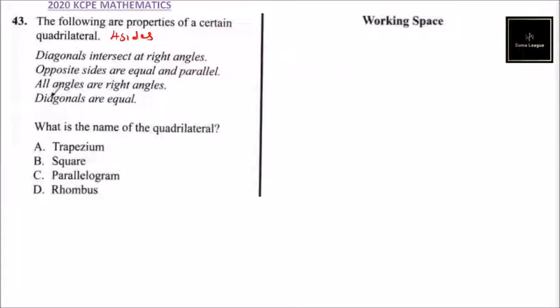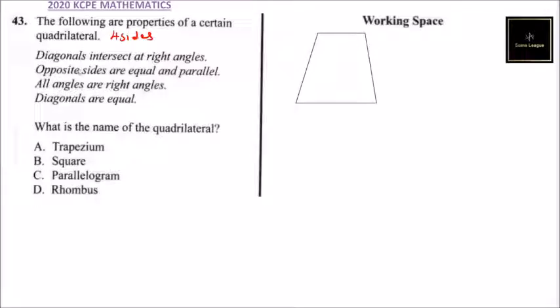Because we have been given these properties, we can use the elimination method. You know what a trapezium is. A trapezium is a four-sided figure with a pair of parallel lines. So we can use the elimination method, and we can have a diagram of a trapezium. This is a trapezium.